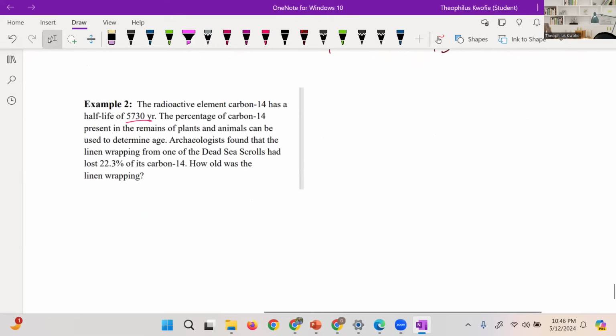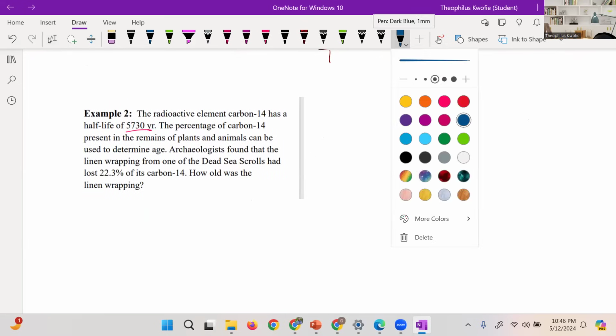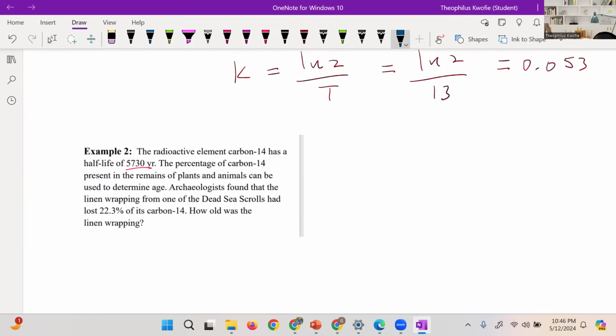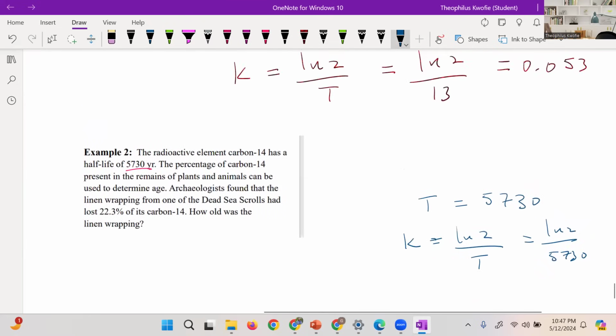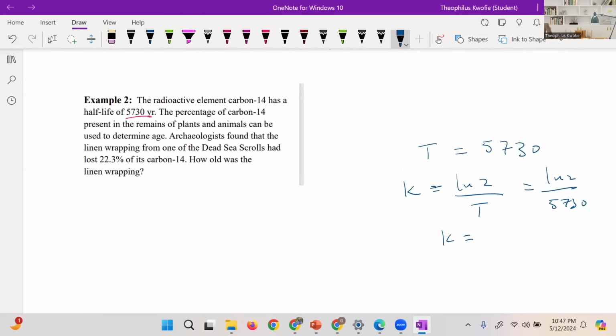So for this, since we know that, let me use a different pencil. All right. So we know the half-life to be what? 5730. Okay. That means that we can determine its decay rate. In that case, our K should be equal to what? What do you think our K should be? So by using a calculator, you should get something like 0.000120 and then 97. So that will be the decay rate. Okay.